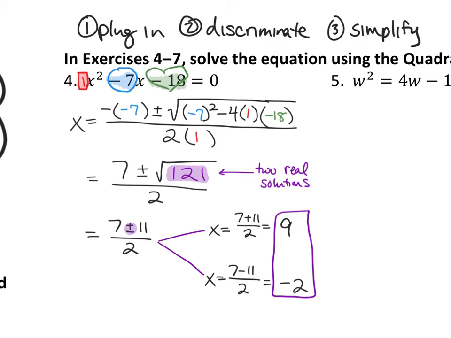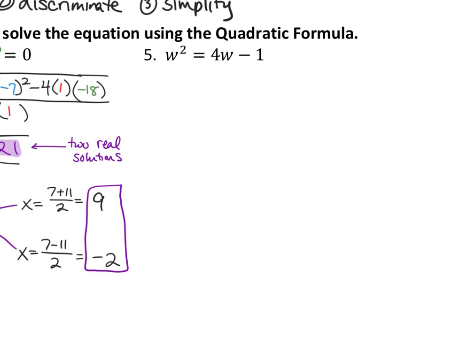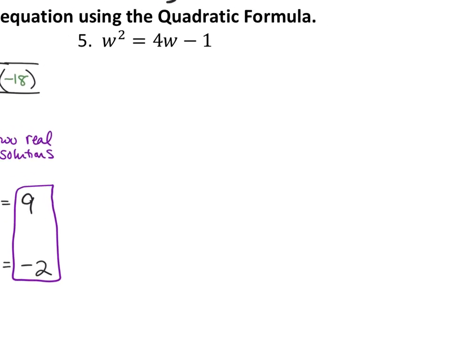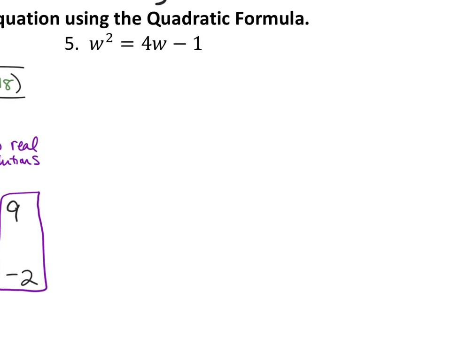Can I do another one with you? Let's do number 5 together. On number 5, is it set equal to 0? No, so we have to set it equal to 0 before we start doing A, B's, and C's. So if I were going to move this 4W to the other side, what would it become? Negative 4W, very cool. And if I were to move this negative 1 to the other side, what would it become? Positive 1. Okay, cool. Once I have it set equal to 0, I can identify A's, B's, and C's.